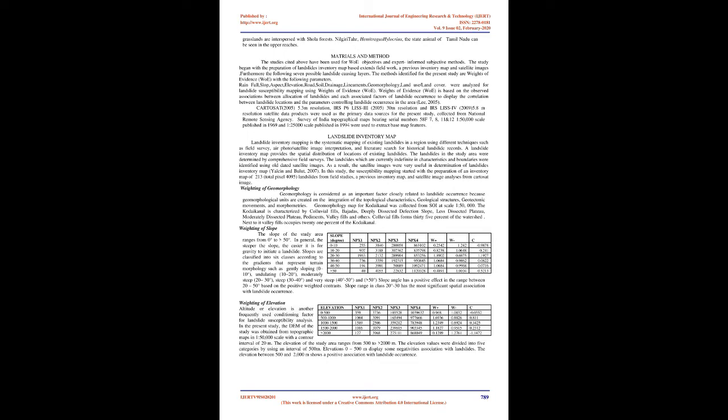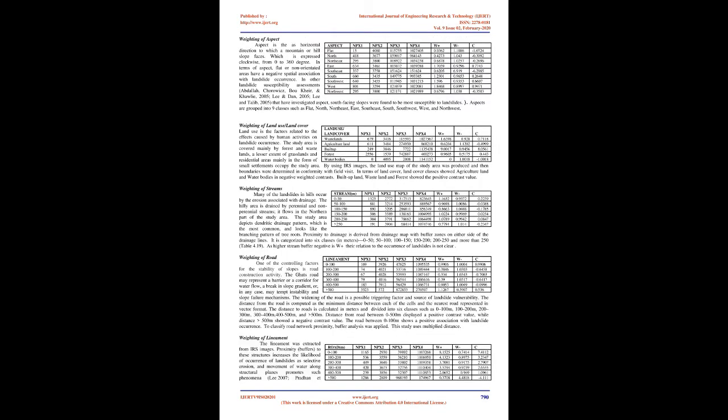The landslides in the study area were determined by comprehensive field surveys. The landslides, which are currently indefinite in characteristics and boundaries, were identified using old dated satellite images. As a result, the satellite images were very useful in determination of the landslide inventory map. Yeşilnacar and Bulut, 2007. In this study, the susceptibility mapping started with the preparation of an inventory map of 213 landslides, total pixel 4095, from field studies, a previous inventory map, and satellite image analyses from Cartosat image.